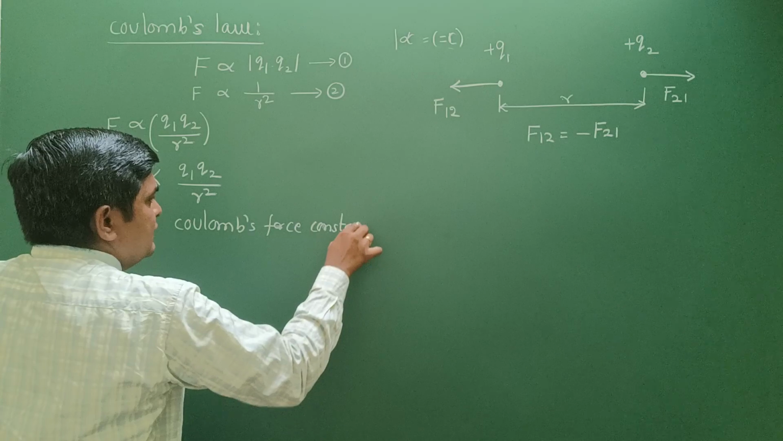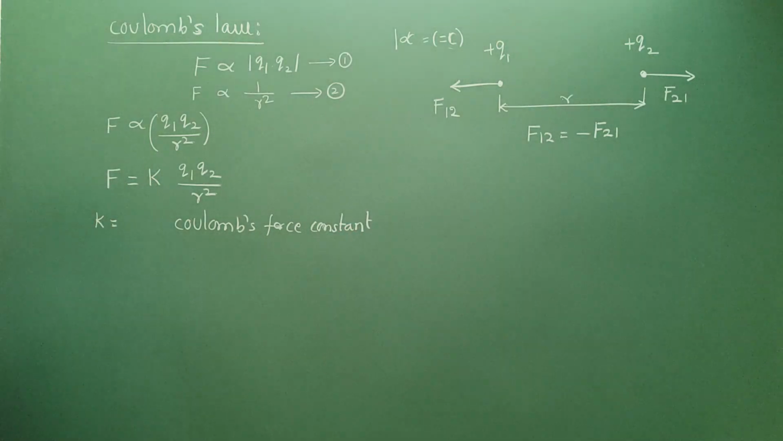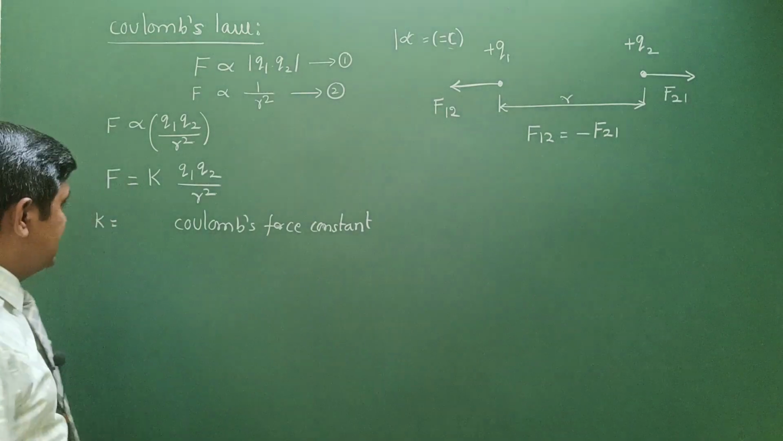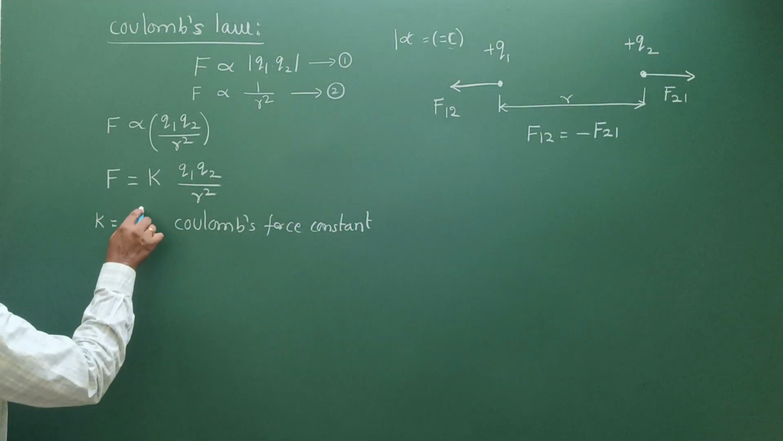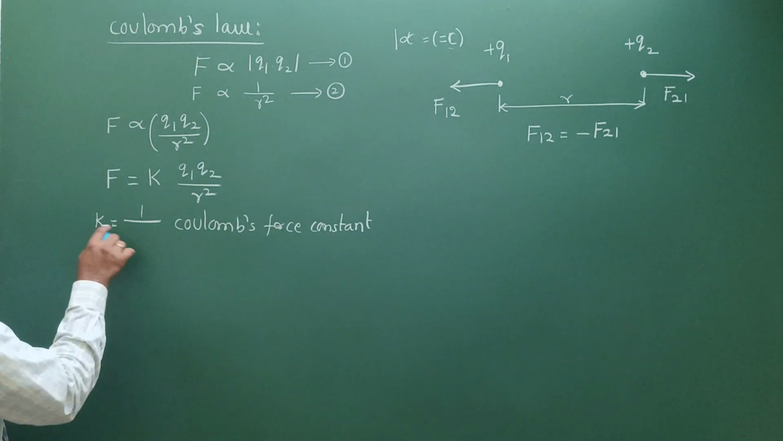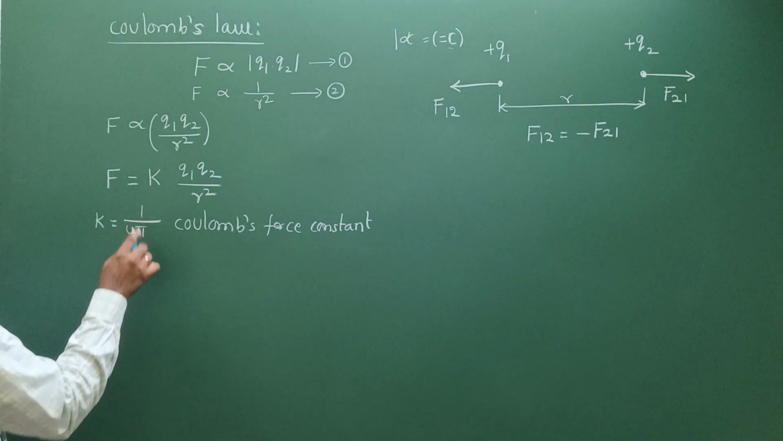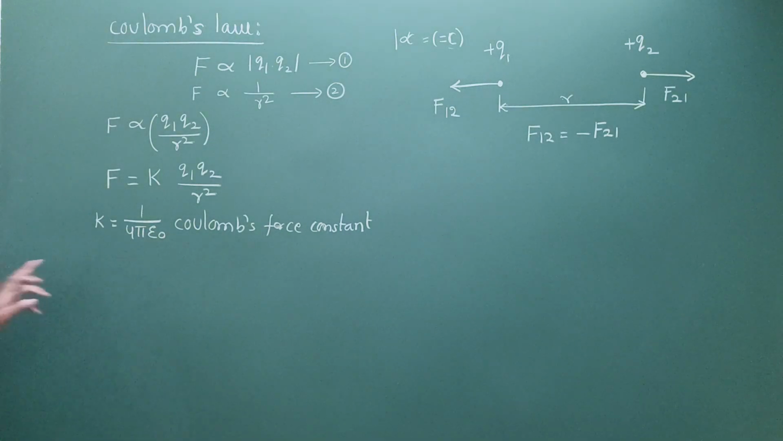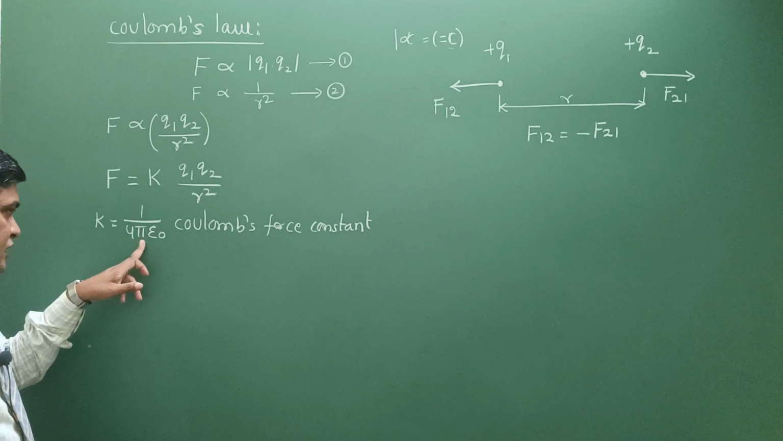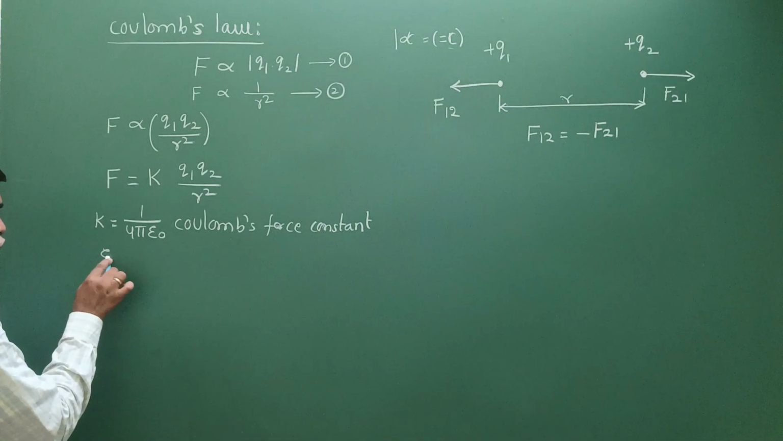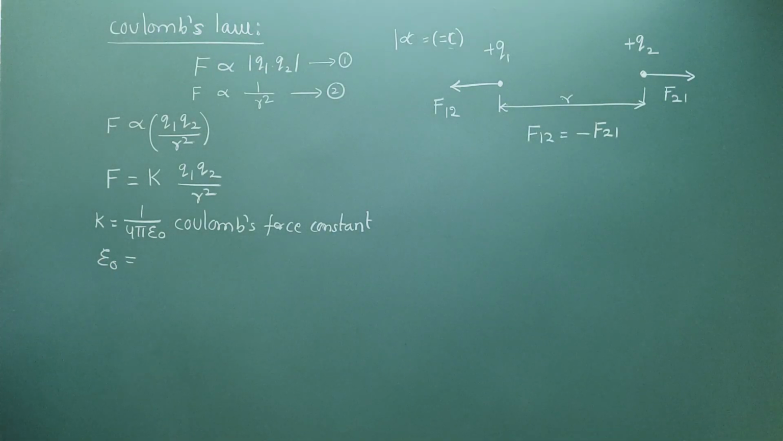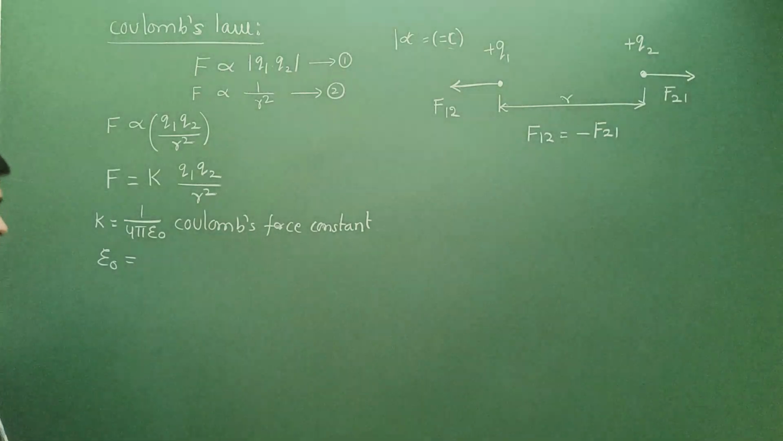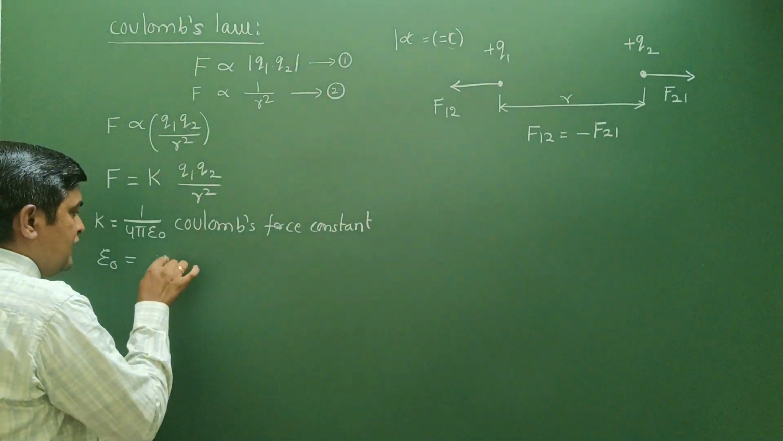How the constant value is determined in each proportionality or physics law, we will discuss separately. But here the k value is decided as k equals 1 by 4 pi epsilon naught. 4 is a constant, pi is also a constant, but what is this epsilon naught? It is the electric permittivity in vacuum.